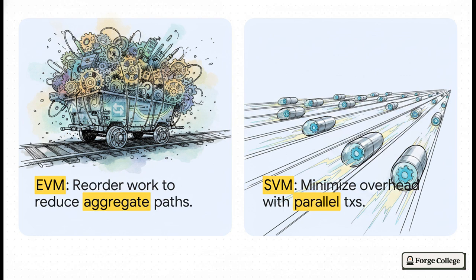But SVM optimization literally flips that completely on its head. Because you're dealing with itemized overhead, you want to minimize the per-invocation cost. You are highly incentivized to break your heavy logic down into multiple, lightweight, parallelizable transactions. Doing that dramatically improves your success rates on a network that is fundamentally designed for extreme concurrency.